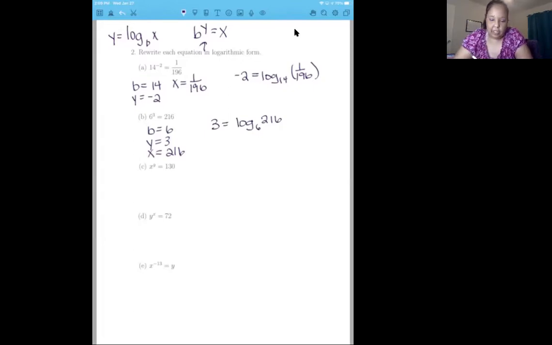Okay, so let's see. My base this time is x of 130. This time I have x equals log base y to the 72. And this one I have log base x of y equals -13.